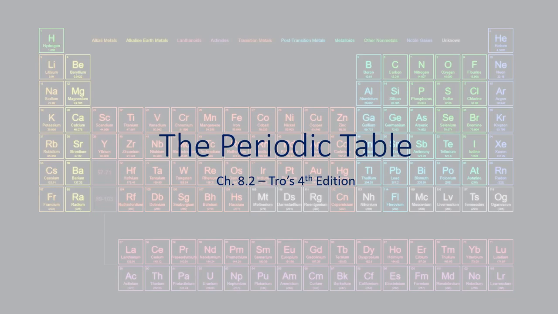In this video, we're going to talk about the periodic table in an overview, and then we'll move on throughout the rest of the chapter and discuss the reasoning behind the orientation of the elements in the periodic table.